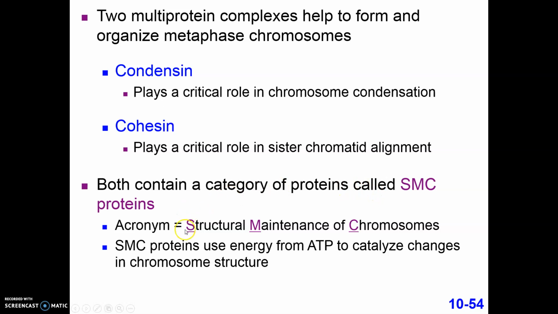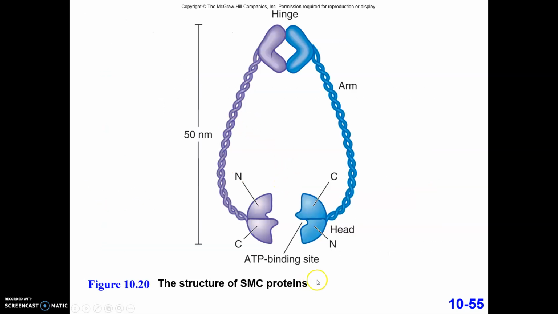Both are proteins in the structural maintenance of chromosome category, which use ATP to essentially clamp around strands of DNA and the filamentous proteins that it's bound to. So this is what that molecule looks like. It has long arm regions, a hinge region, and a head region. The head region binds and hydrolyzes ATP, which facilitates it closing and clamping on it.